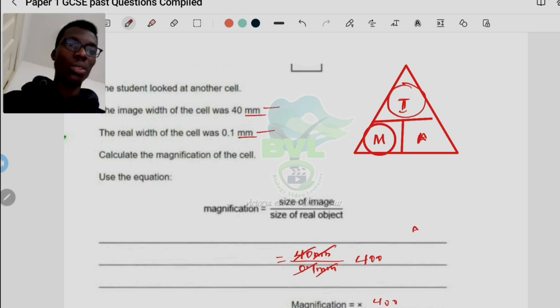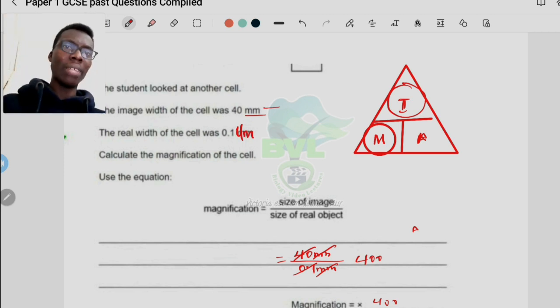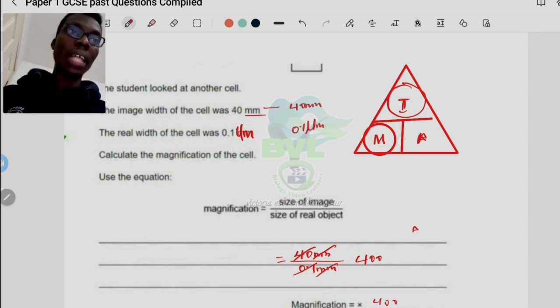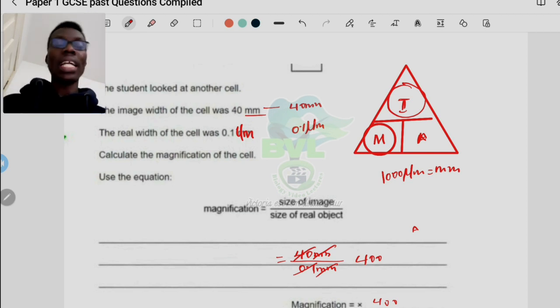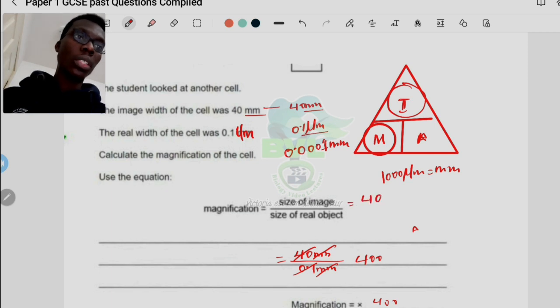But if we're going to make this more difficult, like I did to my students in class, I turned this into micrometer. I want you to just pause the video right now and try doing this question when it is micrometer. So if it is micrometer, that means our image size is 40 millimeter, then the real or actual size is now 0.1 micrometer. We should remember that 1000 micrometer makes 1 millimeter. For that reason, when you are doing a question like this, the two units must be the same. So we have to convert this into millimeter. If we do that, that will give us 0.0001 millimeter. So if you put the value, it's going to be 40 millimeter over 0.0001 millimeter, as it were. Let me write that clearly.